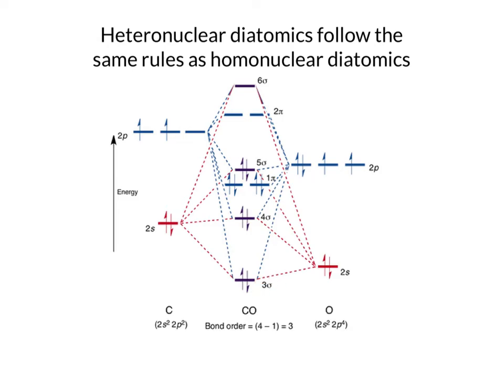So this 3 sigma is bonding, 4 sigma is anti-bonding. So these two electrons and these two electrons cancel each other out in terms of bonds. This pi orbital is bonding, and this 5 sigma orbital is anti-bonding. And so we have a total of 1, 2, 3, 4, 5, 6 electrons in bonding orbitals that aren't canceled out by anti-bonding orbitals. And so we have a total of 6 divided by 2 is 3 bonds, and so we have a bond order of 3.